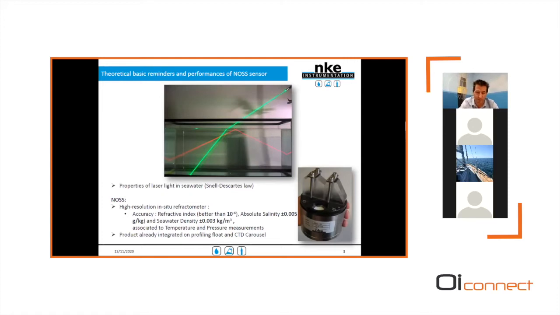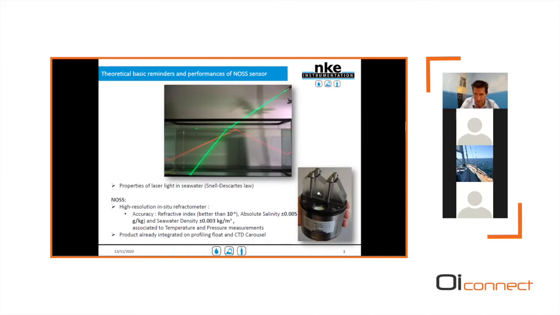Of course, if the salinity of your water changes, your refractive index changes, and we associate temperature and pressure measurements in the algorithm, because refractive index is dependent on temperature and pressure. This sensor has the particularity of having an accuracy in refractive index better than 10 to the -6, an absolute salinity accuracy of 0.005 grams per kilogram determined after calculation, and after calibration in the laboratory, a density accuracy of 0.003 kilograms per cubic meter.